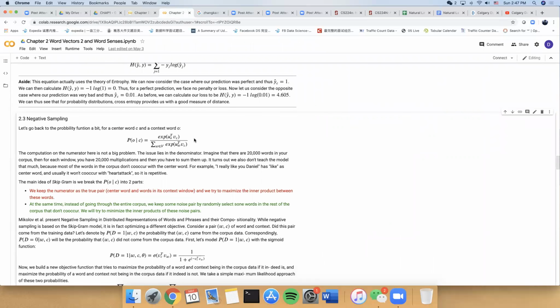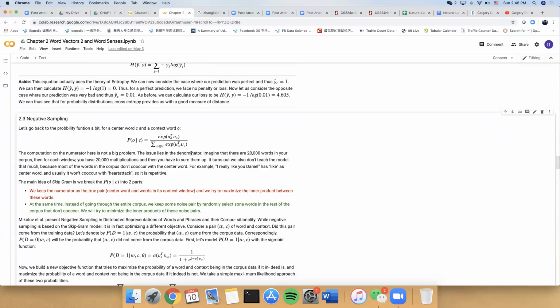Next part, negative sampling. Okay, so this is a technical problem we actually have with the word2vec function. If you look at the probability here, it is the exponential of the square function divided by the summation of all the exponential square functions. The computation of the denominator here is actually a huge problem.